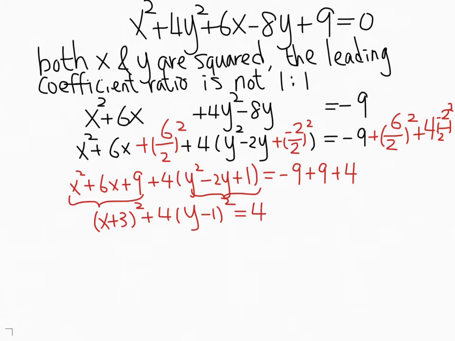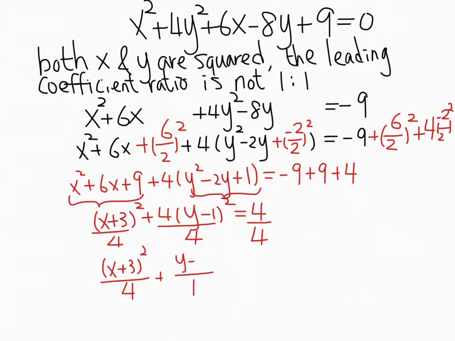Divide both sides. Remember, you have to keep your constant equal to 1. So make sure you divide everything by 4. We have 4 times (x plus 3) squared over 4 plus 4 times (y minus 1) squared over 4, that's 1. So (y minus 1) squared over 1 equals 1.